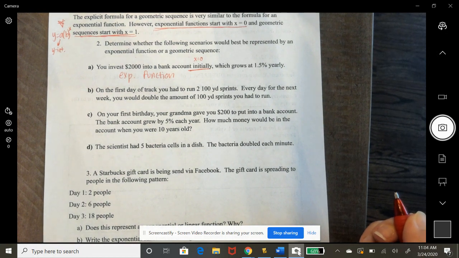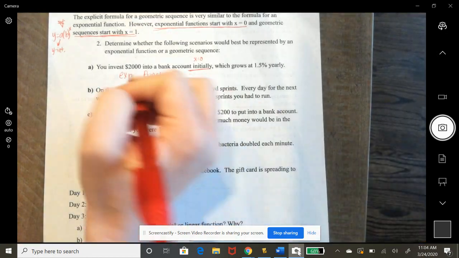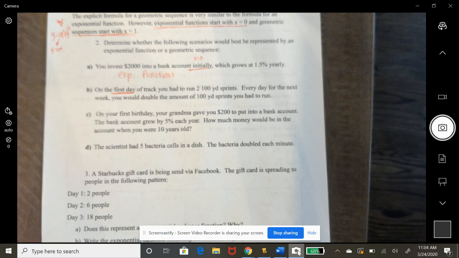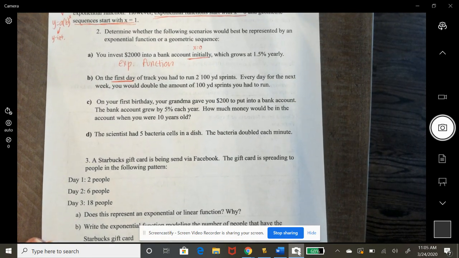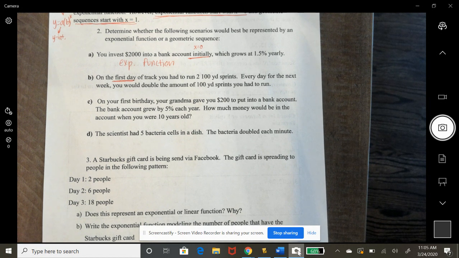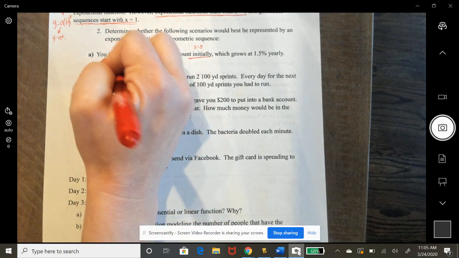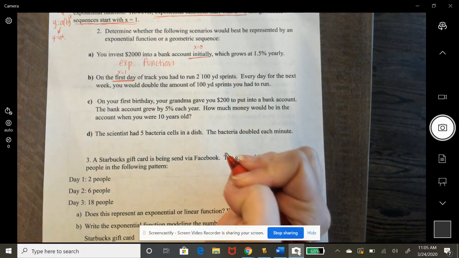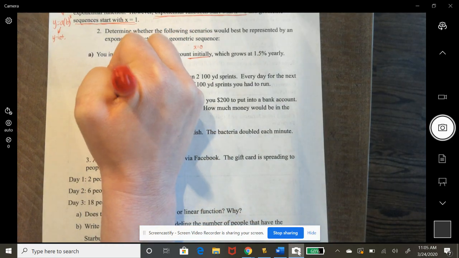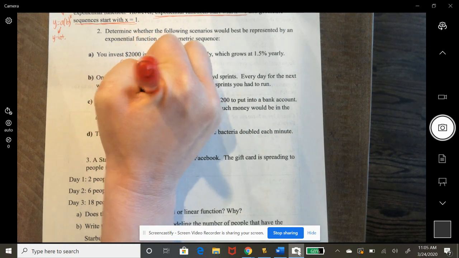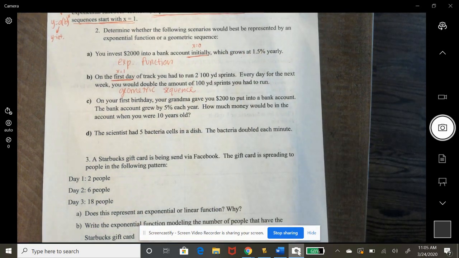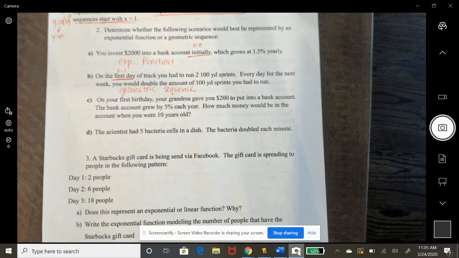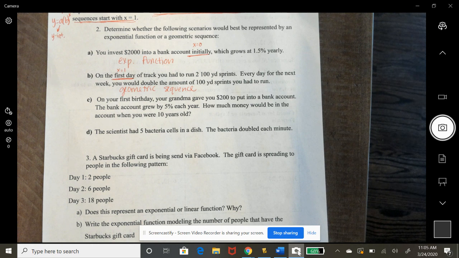Okay. Letter B, on the first day of track, so you see that keyword there, you had to run 2 100-yard sprints. Every day for the next week, you would double the amount of 100-yard sprints you had to run. So we're starting on the first day, so that means you're starting where x is 1. So this one would be best with the geometric sequence, since you're not starting on day 0, you're starting on day 1. Okay, so kind of similar with the next two.